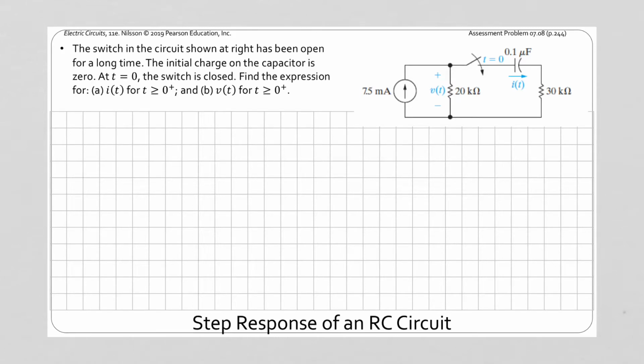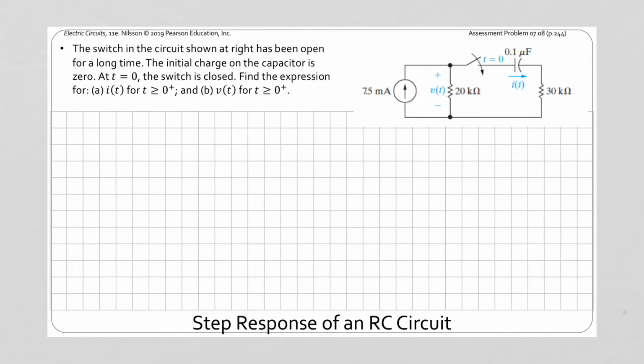Here we have an RC circuit. We have a capacitor connected to some resistors and a source. We're being asked for I of t, which is the capacitor current, and then we also want V of t, which is the voltage elsewhere in the circuit. But that capacitor is going to drive the behavior of the whole circuit.